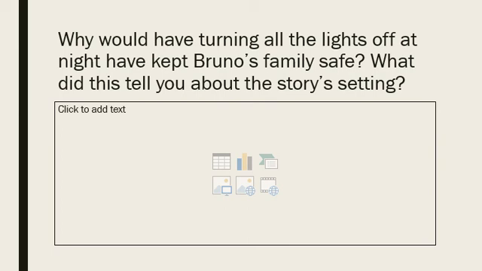Back in World War II, we didn't have night vision goggles or video cameras and things like that. So you're strictly looking down, and you would need to be able to see the lights in order to know that you were bombing in the right area. So how would turning the lights off prevent the Allies from attacking? Keep that in mind as you're answering.